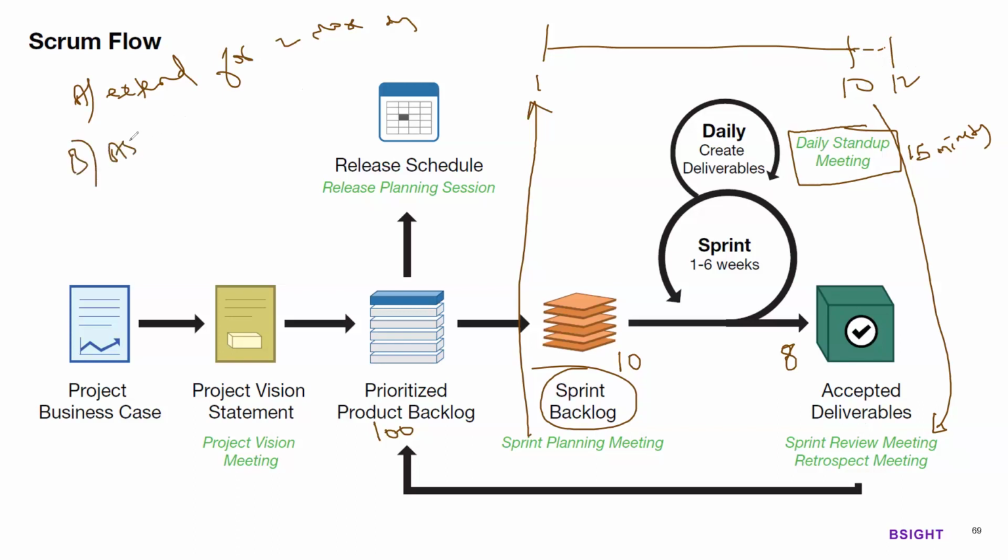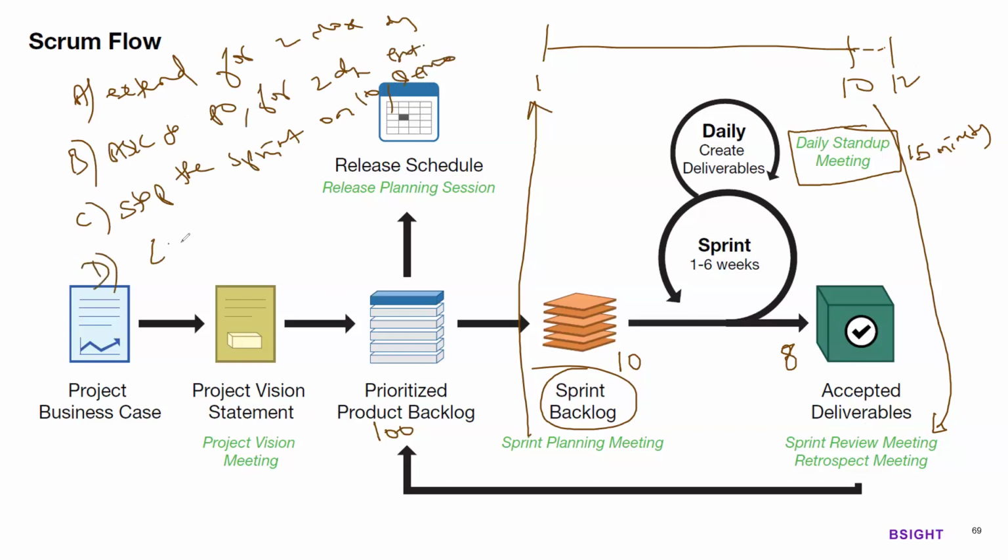B, ask the product owner for a 2 days extension. C, stop the sprint on day 10 and demonstrate what you completed in 10 days. D, escalate for the decision. The right answer is C.